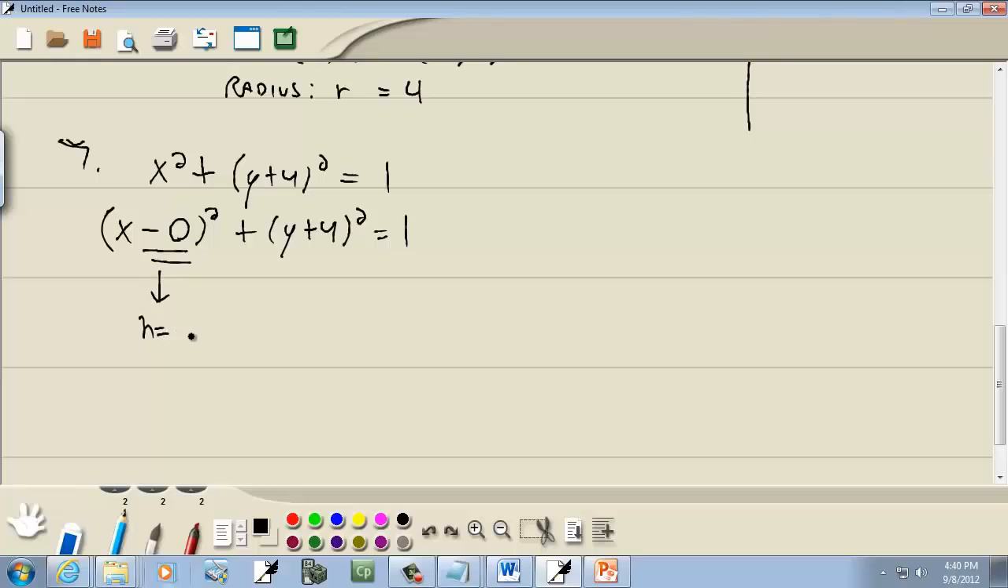Now this is going to be h, and it's going to be opposite sign. The reason why I said it could be a negative or positive, because 0 doesn't have a sign. So opposite sign of 0 is still just 0. This is going to be k, and it's going to be opposite sign, which would be negative 4. And this is r, and we take square root of it. So square root of 1 gives us 1.